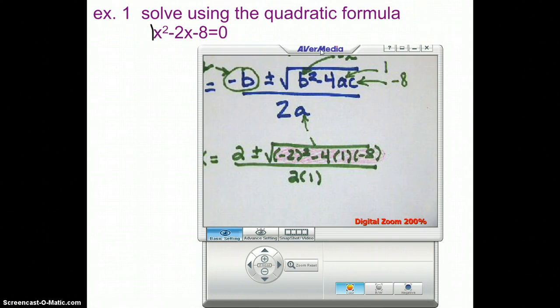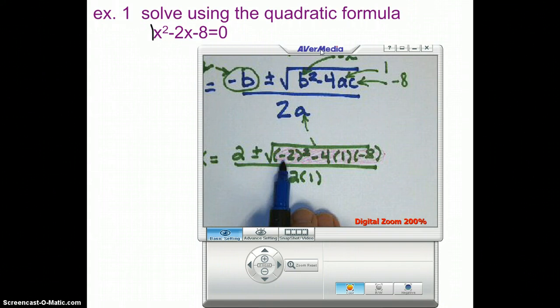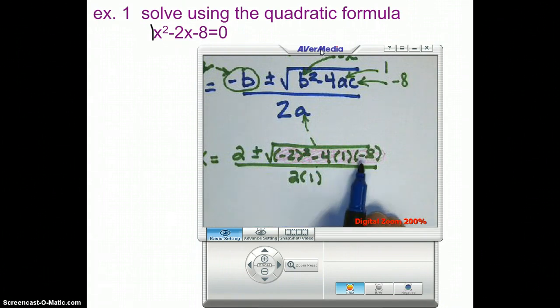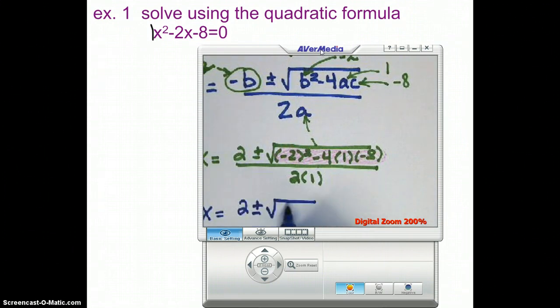That part underneath there, I want to get down to one number. So actually, ignoring the square root, I would take this and put that in my calculator just the way it's written. So parentheses negative 2 squared minus 4, parentheses 1, parentheses negative 8. If I do that, I end up with 36.